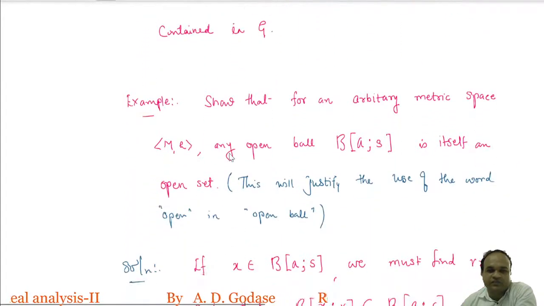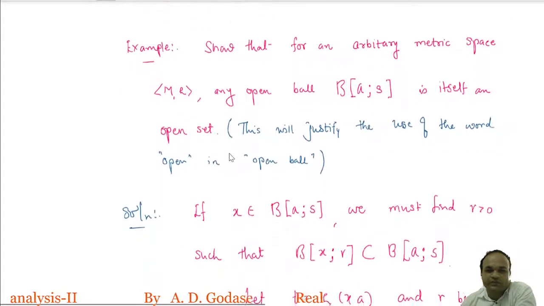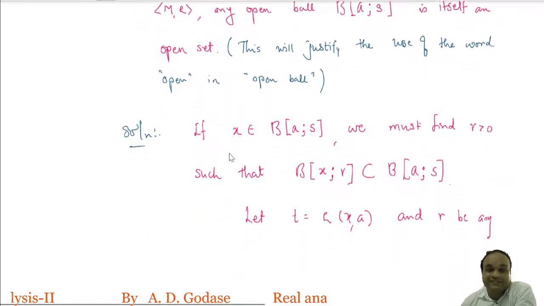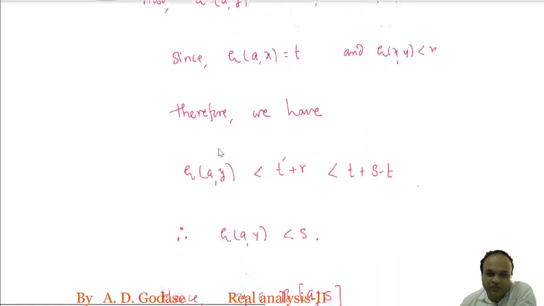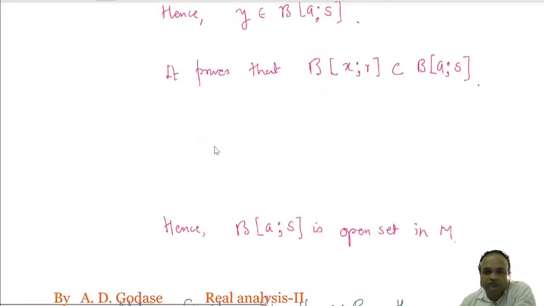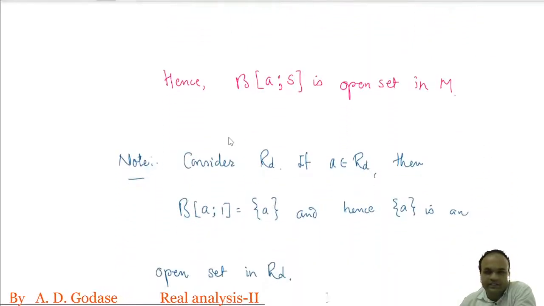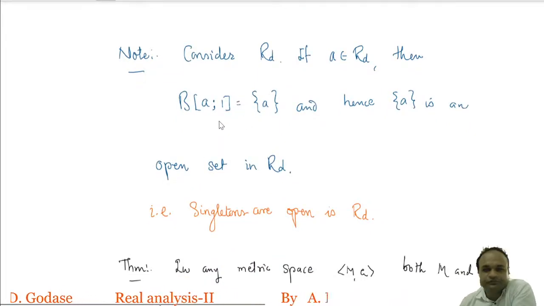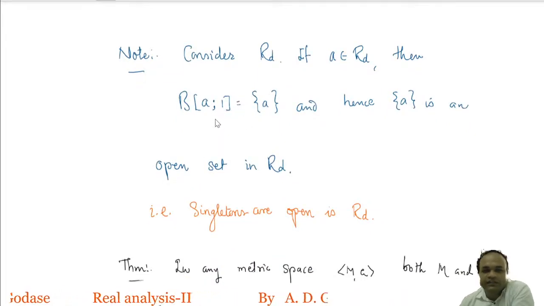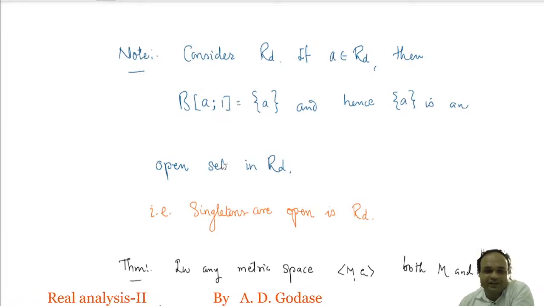After that we have seen that every open ball is an open set. The open ball itself forms an open set, and that's why the word open is there in open ball. Its solution we have seen, so you can consider it as a theorem. After that we have seen one note, that every singleton is an open set in a discrete metric space, that is (R, d). That is, singletons are open in (R, d).